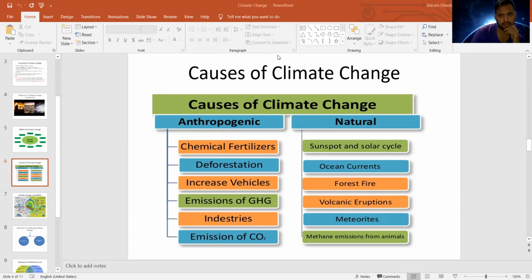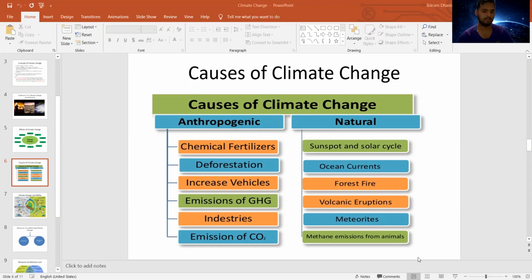The cutting down of the trees directly impacts the air cycle. Trees are the producers of oxygen and consumers of carbon dioxide, but due to the rapid cutting down of the trees, the amount of carbon dioxide could be more and the natural production of oxygen could decrease. That causes climate change. Next one is increased vehicles, industries and emissions of carbon dioxide. They are related, so I'm explaining it in one point. The vehicles and industries produce not only carbon dioxide but sulfur dioxide, nitrogen oxides, and other different kinds of harmful gases, which are responsible for climate change.